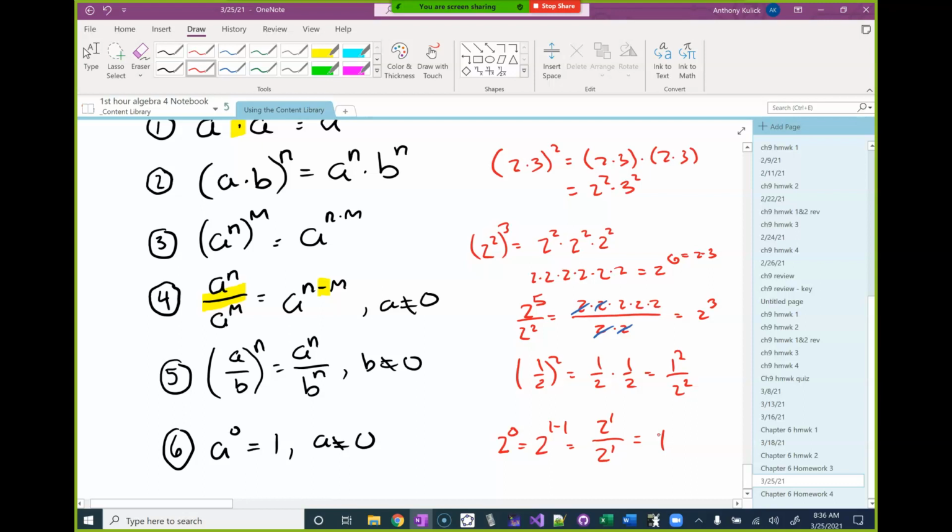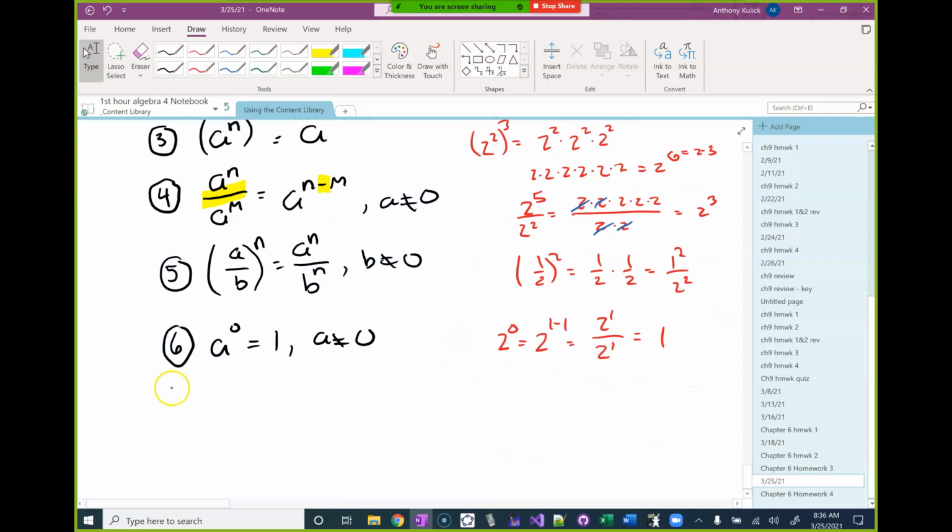And I think this is our last one. So this is a negative exponent. What the heck does that mean? Well, it means a reciprocal.